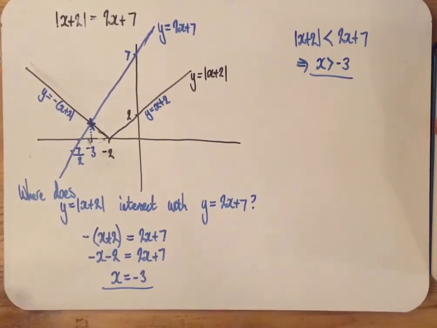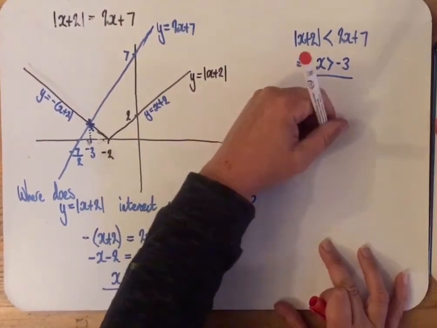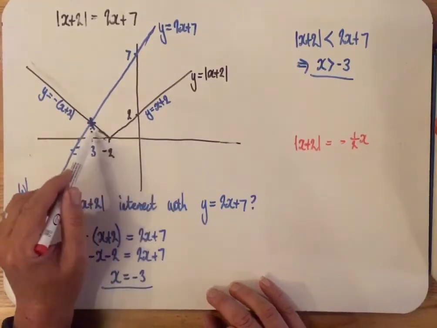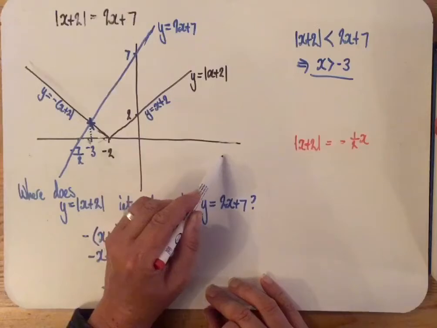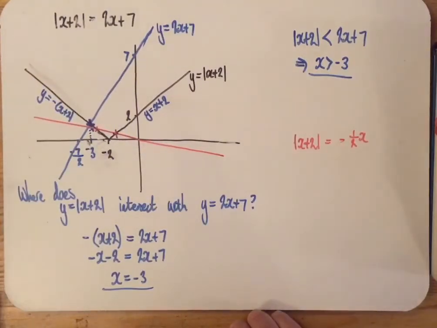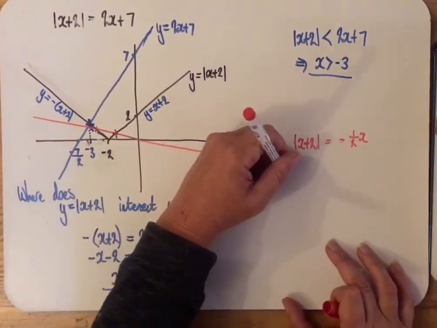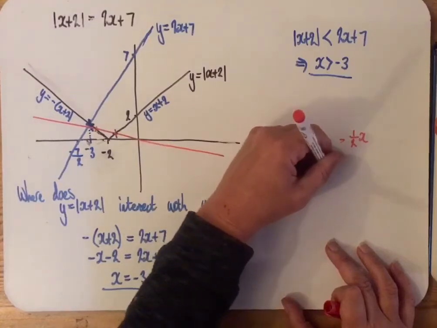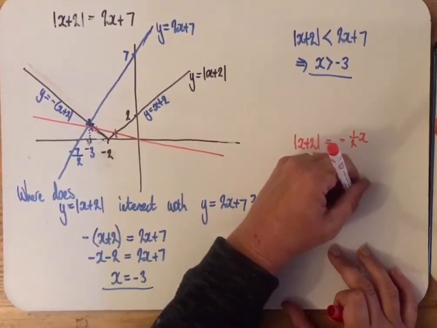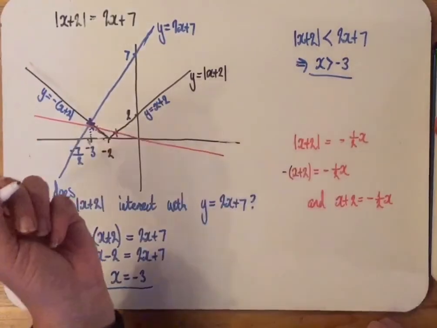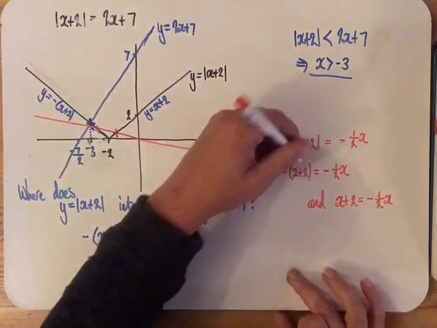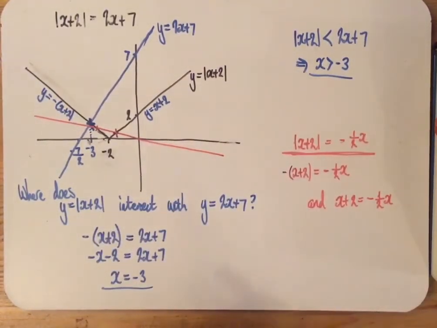If you were solving, for instance, modulus of x plus 2 equals minus a half x, and I draw on a graph minus a half x, that's going to have a shallower gradient than this one. So it would come across, I don't know, something like that. Then you will get 2 points of intersection. In this case, you would do minus x plus 2 equals minus a half x, and you would also consider x plus 2 equals minus a half x. Then solving those, you'll end up with 2 values of x.